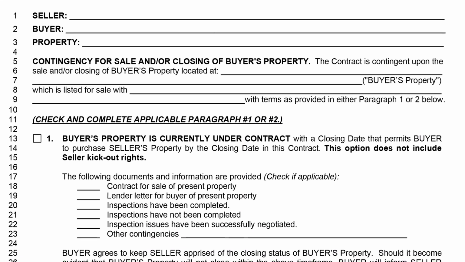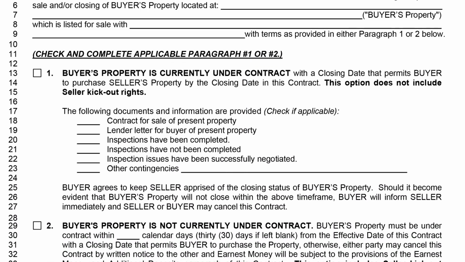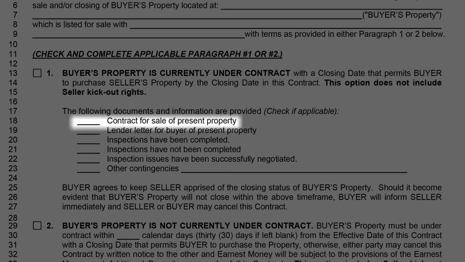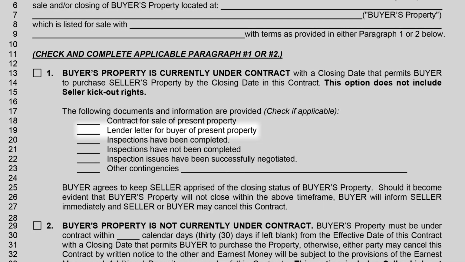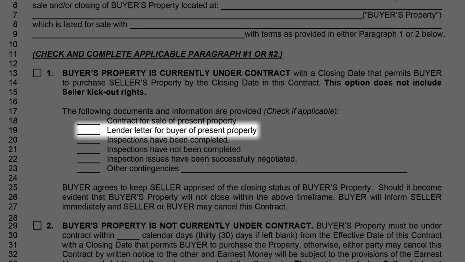We've added a couple additions to option number 1, contract for sale of present property, and lender letter for buyer of present property. Also in this form, we've added some language to clarify what needs to be done when the buyer accepts an offer on their current property.